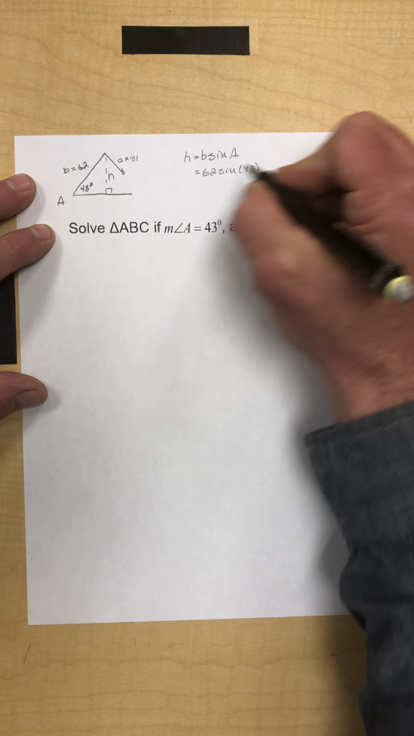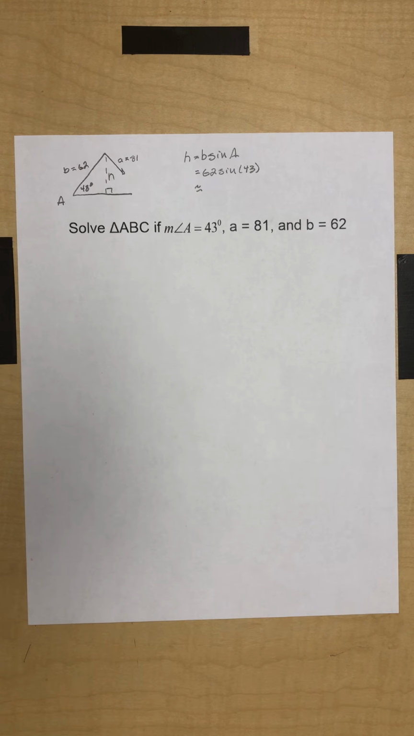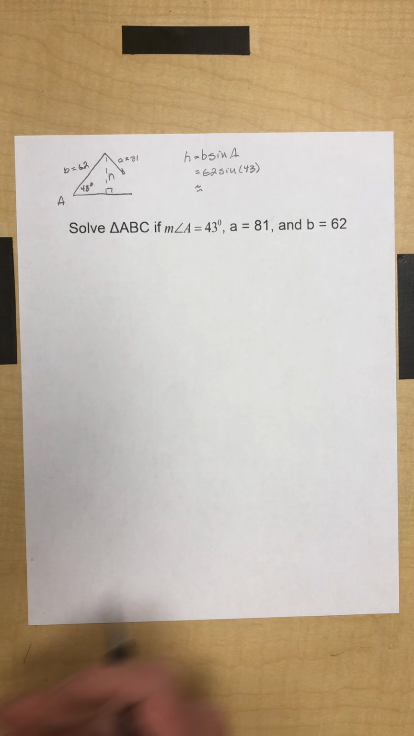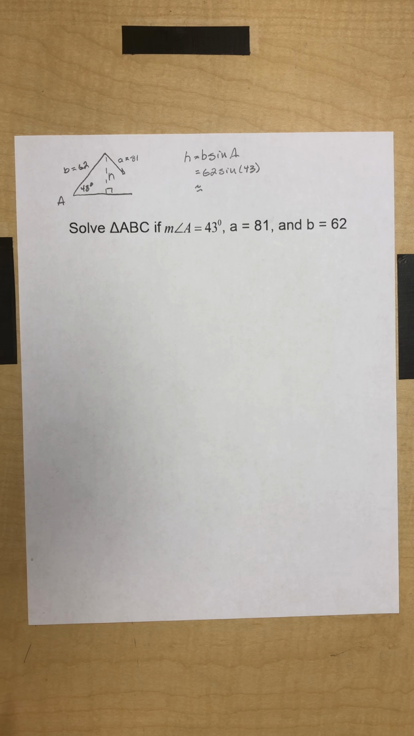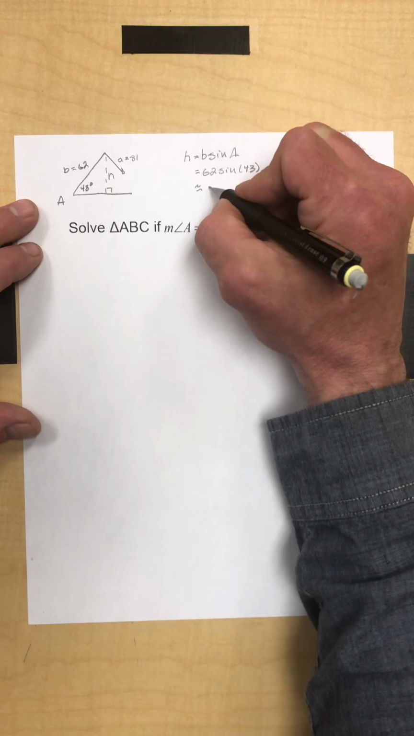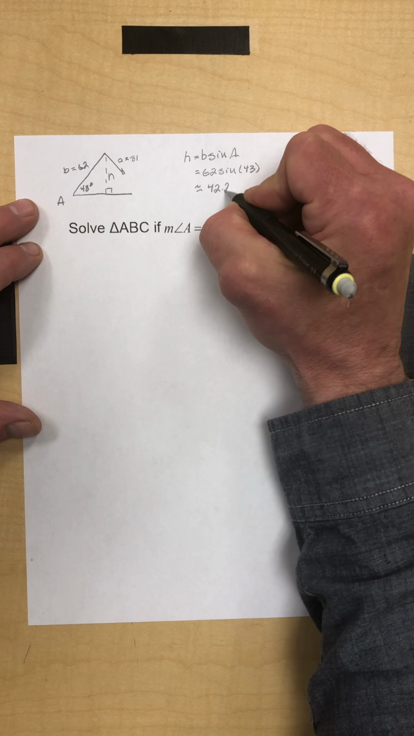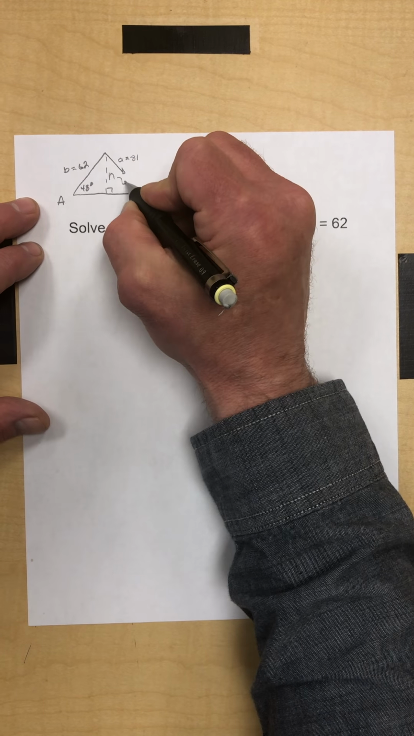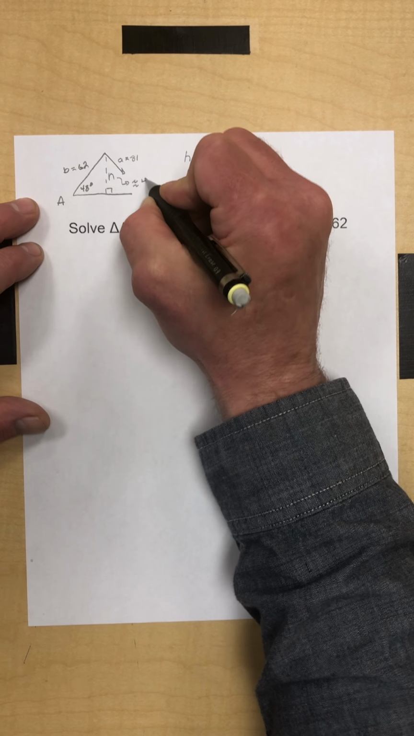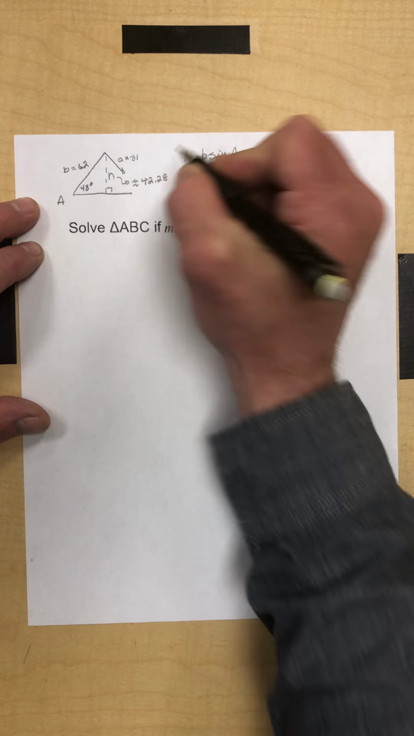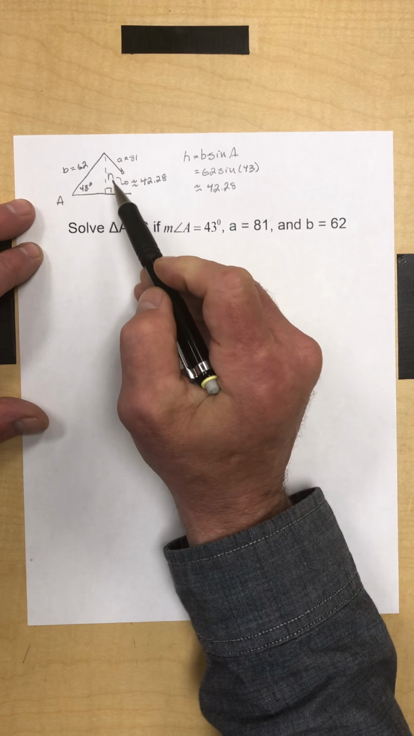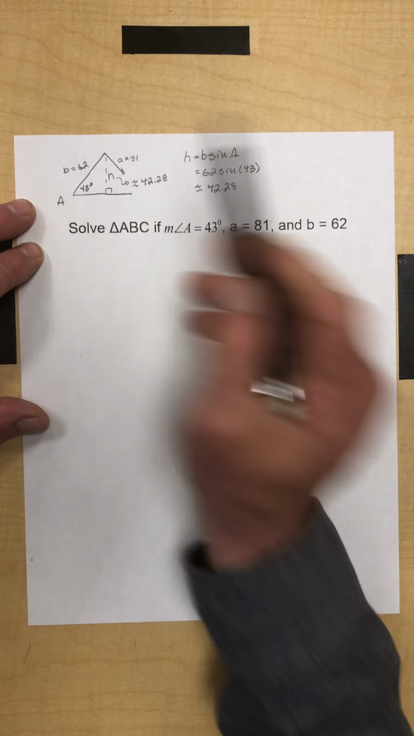And then you just go to your calculator, and I'll pull out my trusty Walmart special. I go 62 times the sine of 43, and don't forget, make sure it's in degrees, because we're using degrees here, not radians. And I get 42.28. So my height right there is approximately 42.28. Okay, so I have to compare H and a, and then a and b.